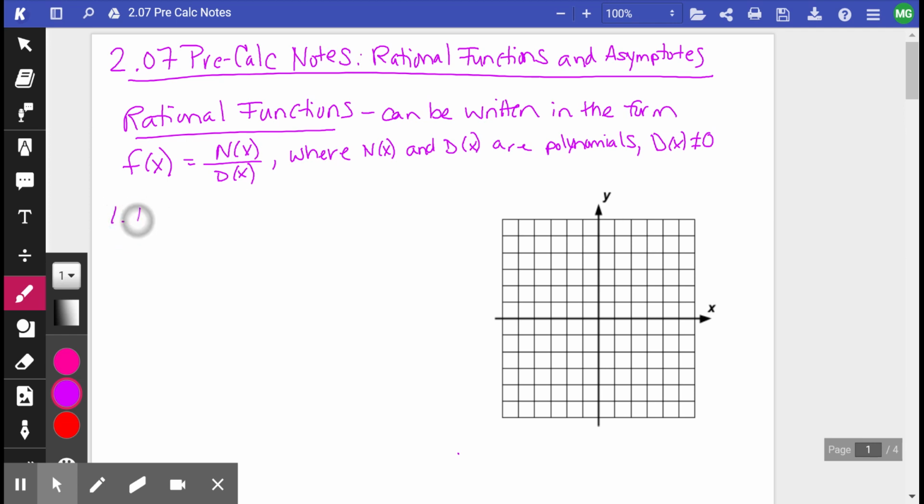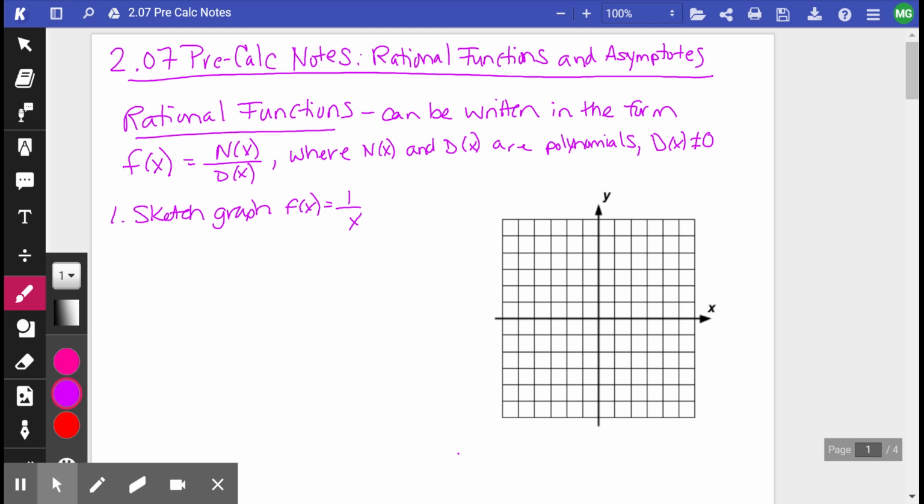All right, number 1. So I want you to do a sketch actually. Sketch the graph of f of x equals 1 over x. And then we're going to answer a couple questions about it as well, about its end behavior. So what's happening at the beginning and the end of the graph, and also what's around the excluded x values.